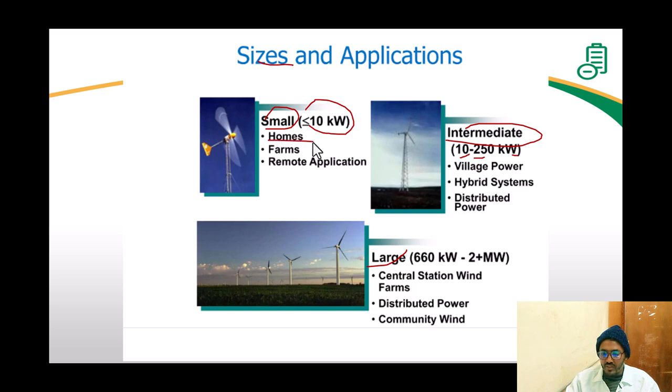Small ones are used for homes, farms, and remote applications, and the intermediate ones are used for village power, hybrid systems, and distributed power. And if we see here, large is 660 kilowatt up to 2 megawatt and above, for central station wind farms, distributed power, and community wind. These are just to give you an introduction to the size and applications.